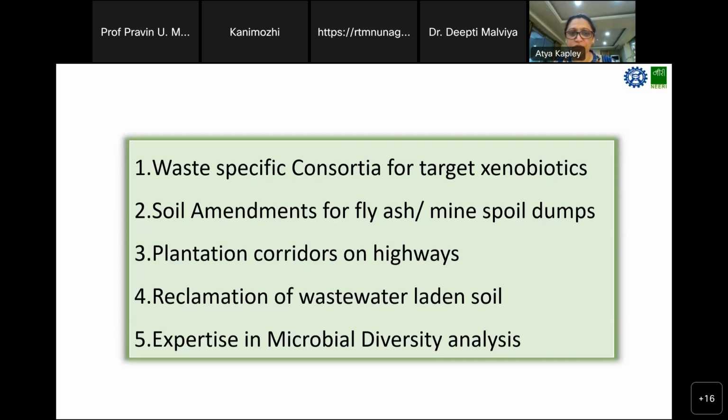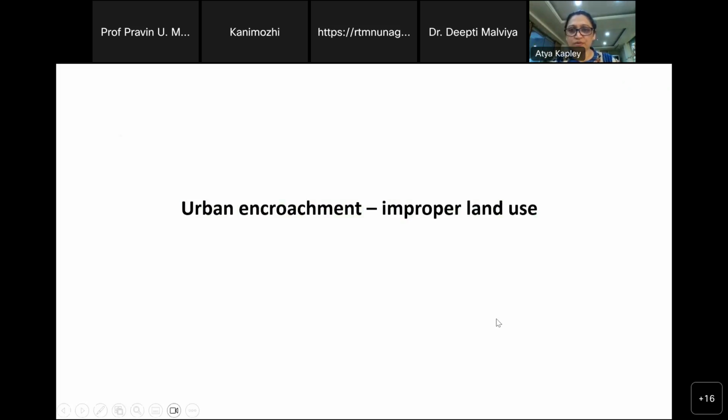We have worked on plantation corridors on highways, to absorb the gases, etc., from the vehicles, to create a different ecosystem along the highways. We have looked at reclamation of wastewater-laden soil, like I showed you in the last slides. And doing all this, we have developed an expertise in microbial diversity, which helps us to take on different projects that can be aimed not only at degraded land, but also at water.